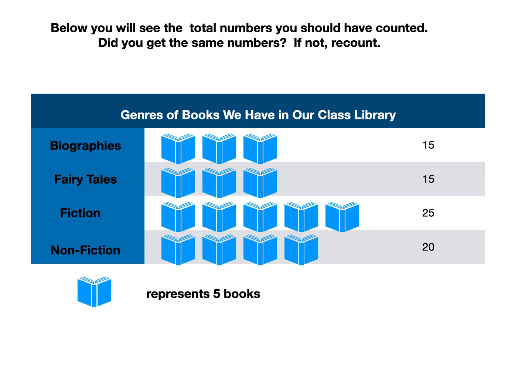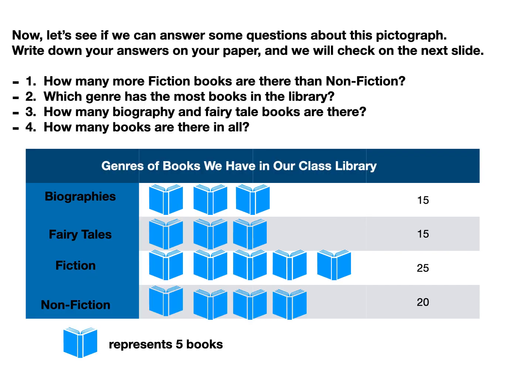Below you will see the total numbers you should have counted. Did you get the same numbers? If not, recount. We have 15 biographies, 15 fairy tales, 25 fiction, and 20 nonfiction books. Now, let's see if we can answer some questions about this pictograph. Write down your answers on your paper and we will check on the next slide.